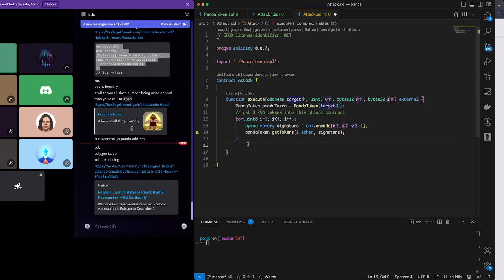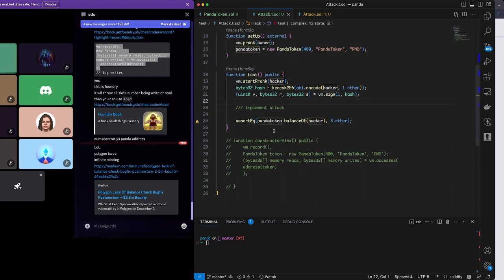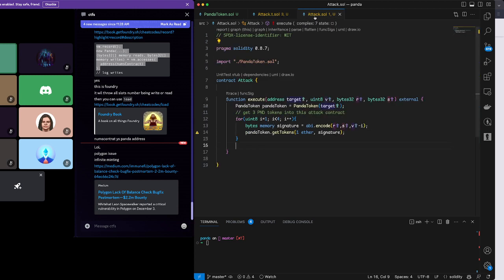And then we want to transfer that. So if we look at this, we know that the assertion they're testing is that the hacker, not our attack contract, but the hacker has the 3 PND tokens. So we will go, and this is still, in addition to the novel transfer mechanism they've implemented, still an ERC20. So we're just going to transfer the 3 PND tokens to the message.sender.